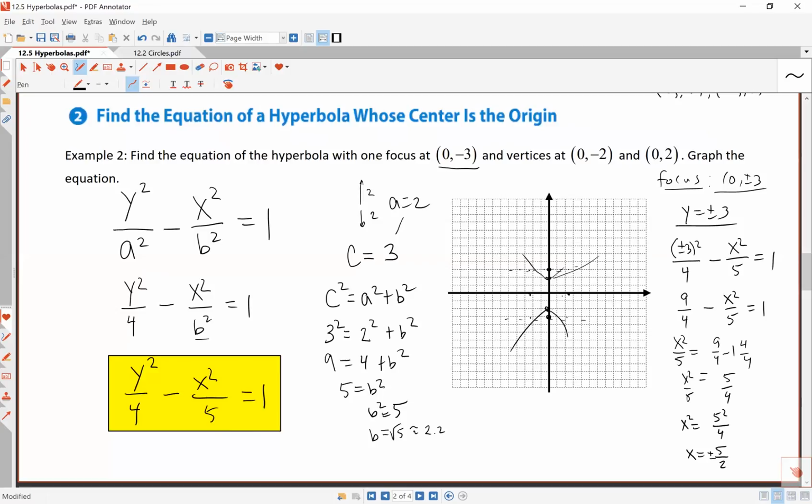So that means we go out 2.5, down 3, over 2.5, down 3, up 3, over 2.5, and so on. And that's the proper width for the opening of this hyperbola.